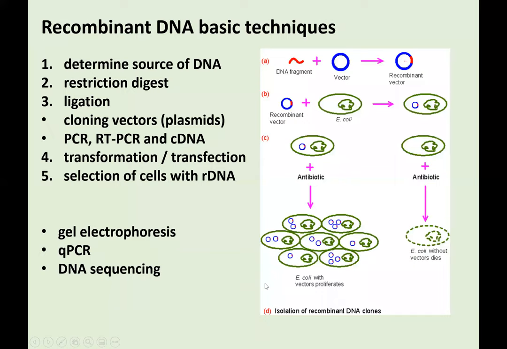Okay, so we've talked about our steps. Recombinant DNA, you determine what source of DNA you're going to use. You do a restriction digest with both your DNA and the plasmid. And you do a ligation, right? But many times you have to do an amplification step to get your DNA. Once we do the ligation, we transform or transfect that recombinant DNA into cells. Then we select the cells with the recombinant DNA by antibiotics. And now we're going to talk about analyzing what we've made.